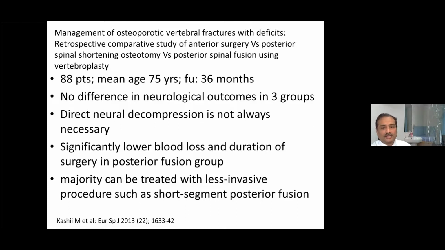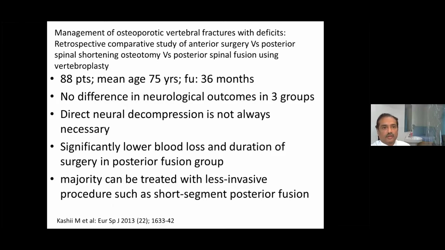The three techniques, anterior surgery, posterior surgery with osteotomy, and posterior spinal fusion with decompression, were studied for the first time in the literature by Kashi et al. in 2013 in 88 patients. They found no significant neurological difference in all three groups. It basically tells us that direct neural decompression is not required in patients with osteoporotic fractures of the lumbar spine. So indirect decompression by means of posterior surgery is useful.